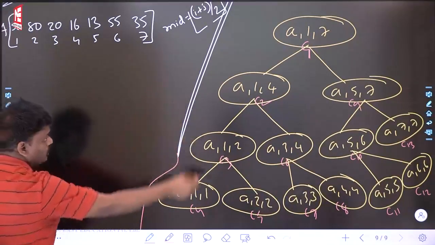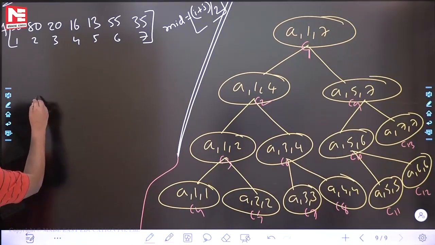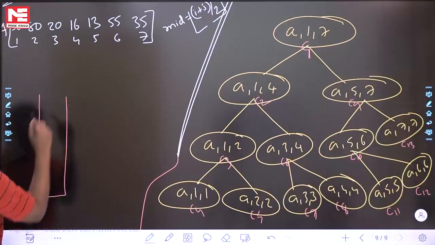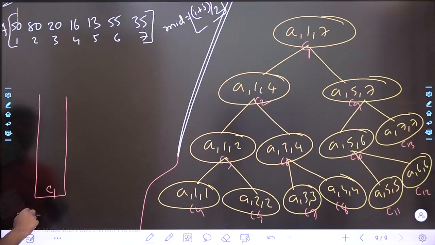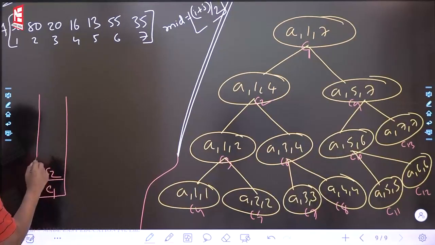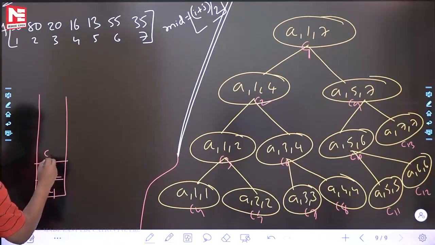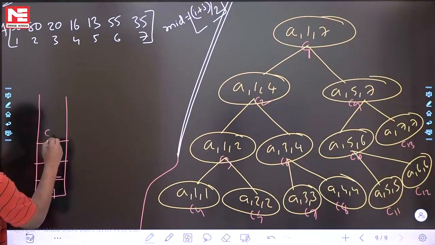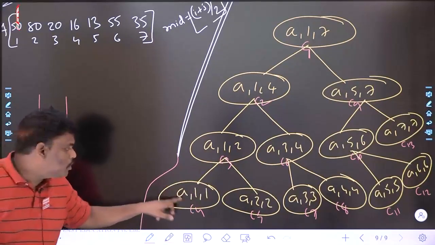Can you help me with one small thing? In this entire tree, who was called first? C1. In this entire tree, C1 is called. To complete C1, who is required? C2 and C9. Then who is required first? C2. C1 will call C2. C2 over, then C9. To complete C2, who is required? C3. To complete C3, who is required? C4. To complete C4, is anyone required or not? Because C4 is a small problem, one element.